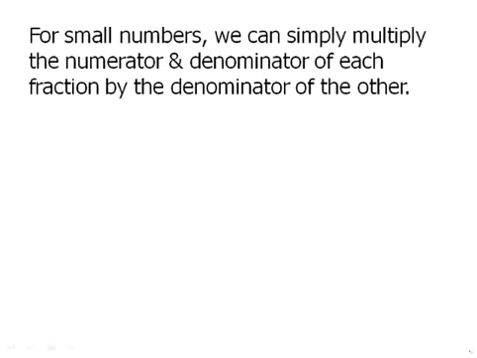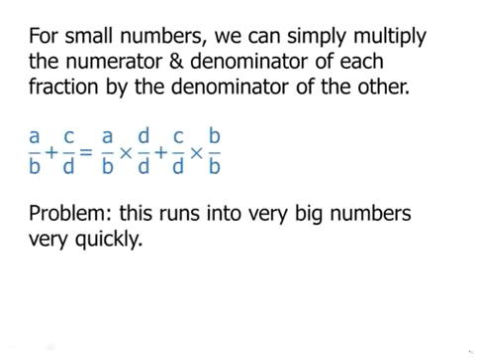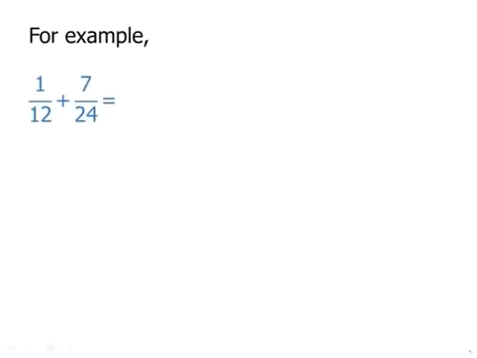For small numbers, we can simply multiply the numerator and denominator of each fraction by the denominator of the other fraction. So for example, if we're adding a over b plus c over d, we can just multiply the first fraction by d over d, the second one by b over b. The problem with using this as a default strategy is that this runs into big numbers very quickly. So for example, if I'm adding this, if I multiply the first one by 24 over 24 and the second one by 12 over 12, I'm going to get enormous numbers, much bigger than 100. And that's going to be kind of cumbersome to do math with those numbers.